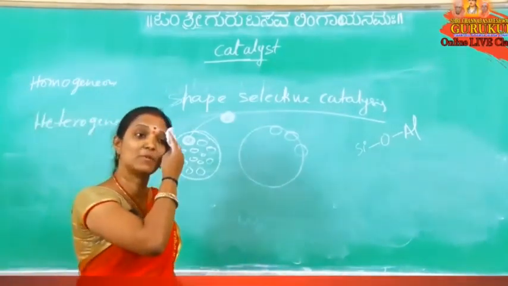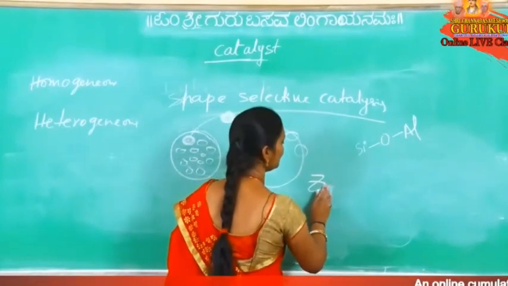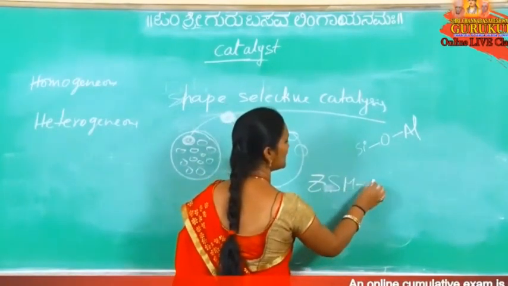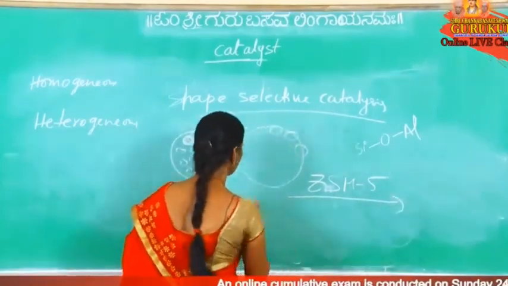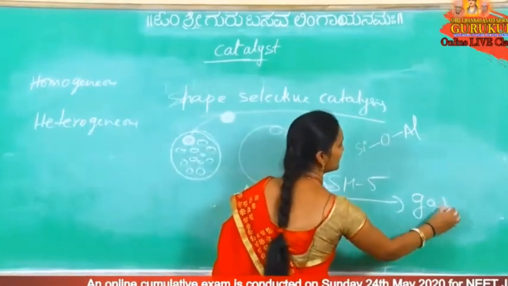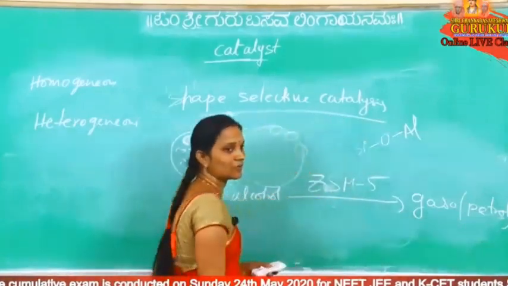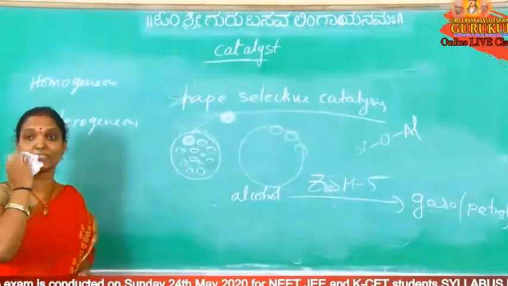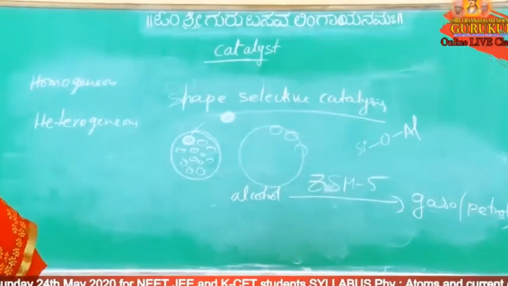Anyhow, these are three-dimensional network compounds. The best one is ZSM5. ZSM5 is a zeolite. It acts as a catalyst for the conversion of alcohols to gasoline. Gasoline means petrol. Alcohol to gasoline, which one is used as the catalyst? It is ZSM5. ZSM5 is a shape selective catalyst.